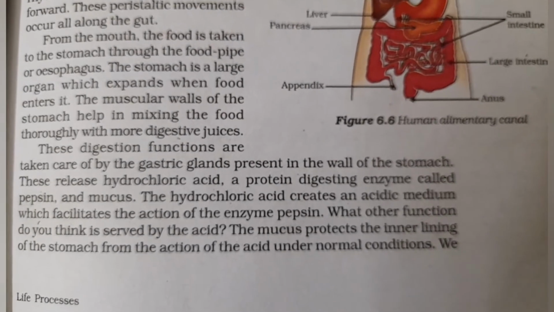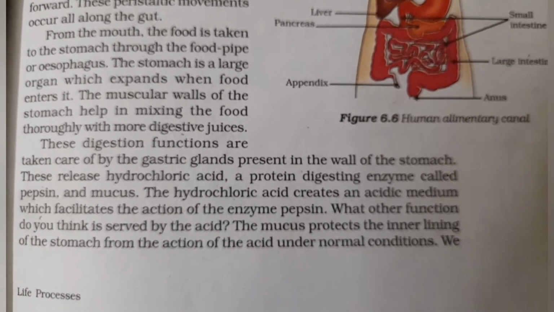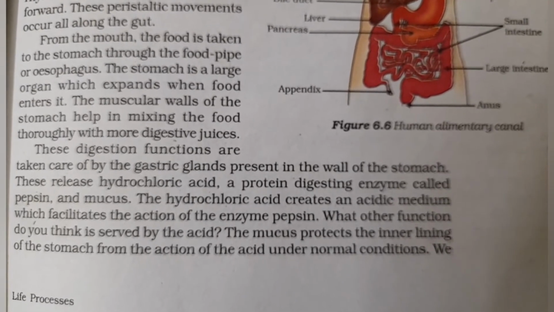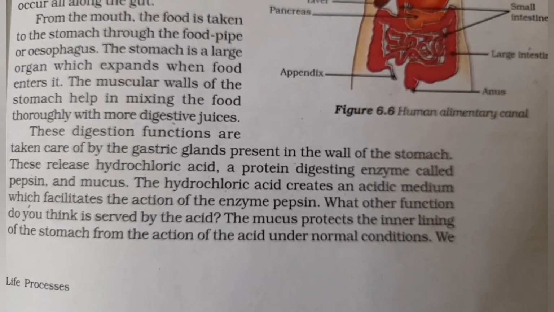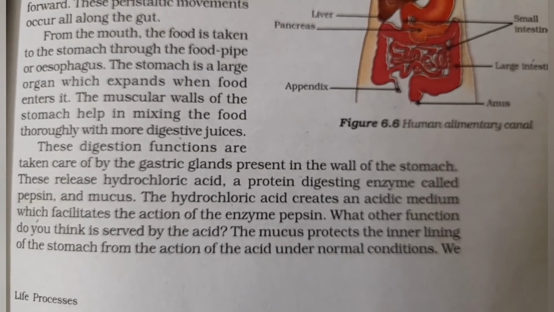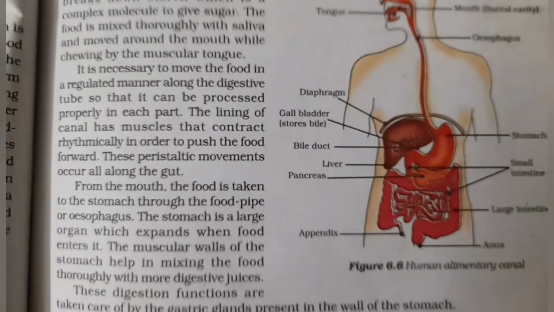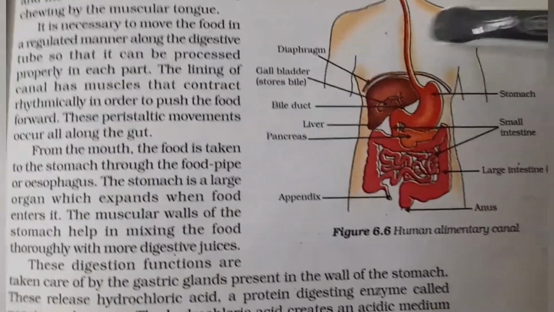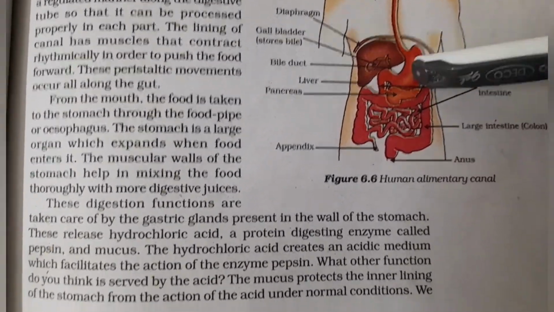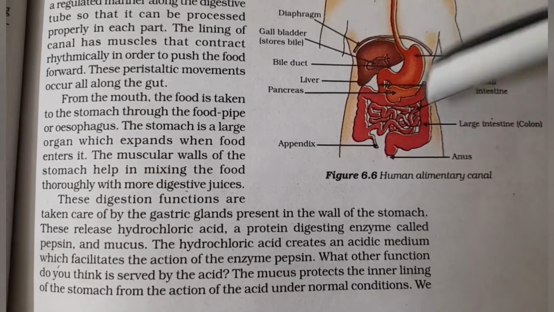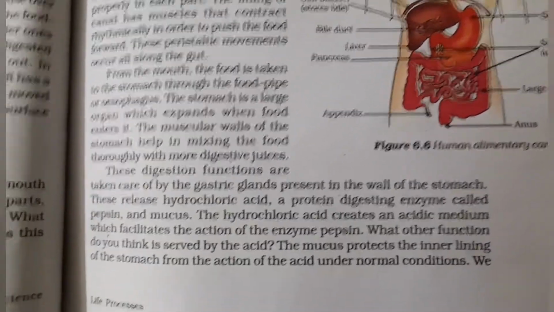The HCl creates an acidic medium which facilitates the action of the enzyme pepsin. The mucus protects the inner lining of the stomach from the action of acid under normal conditions. So what are the things that are secreted by the stomach? Mucus, hydrochloric acid, and the enzyme pepsin.